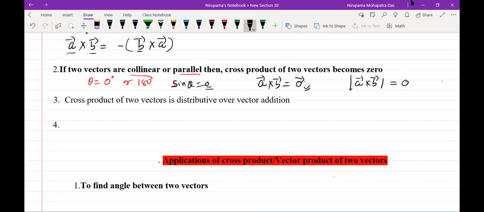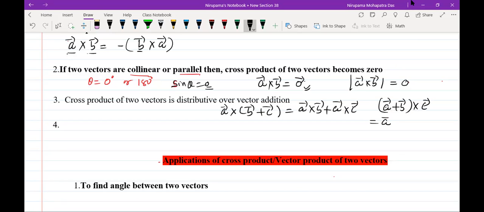That means if you have the vectors A, B, C, then A cross (B plus C) equals A cross B plus A cross C. And if you change the order, if you write (A plus B) cross C, it is A cross C plus B cross C. So order has to be taken into consideration. We have to be very careful here.